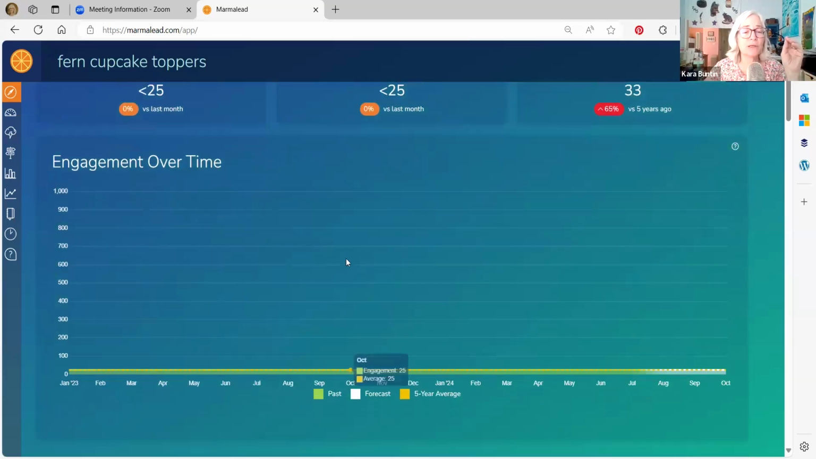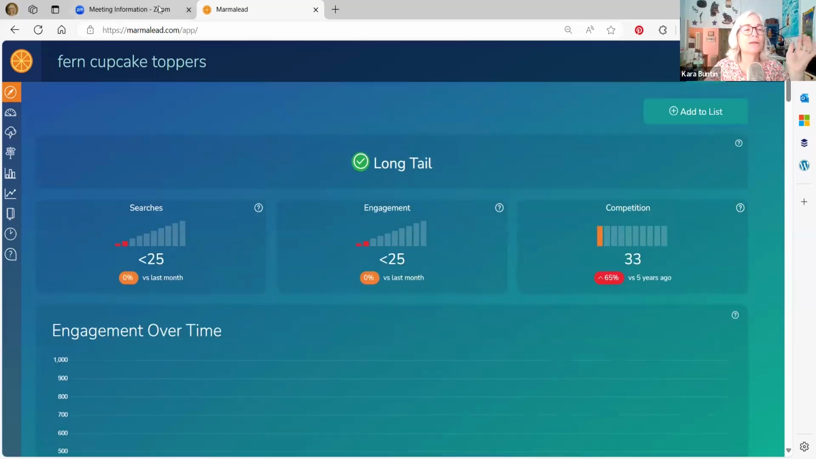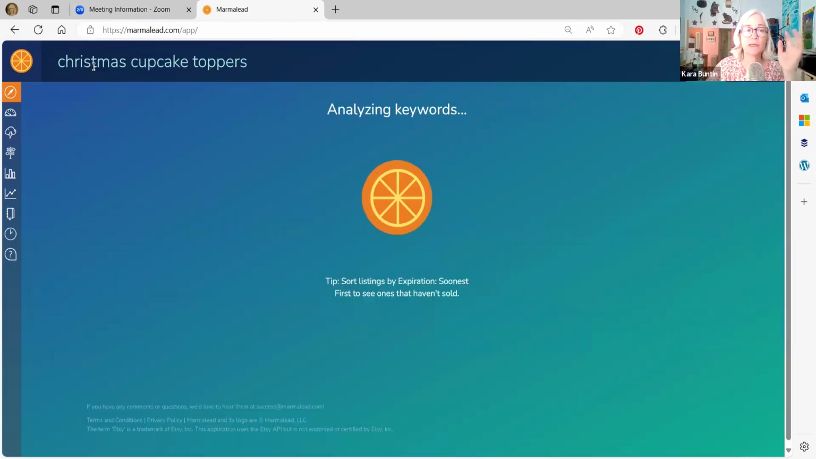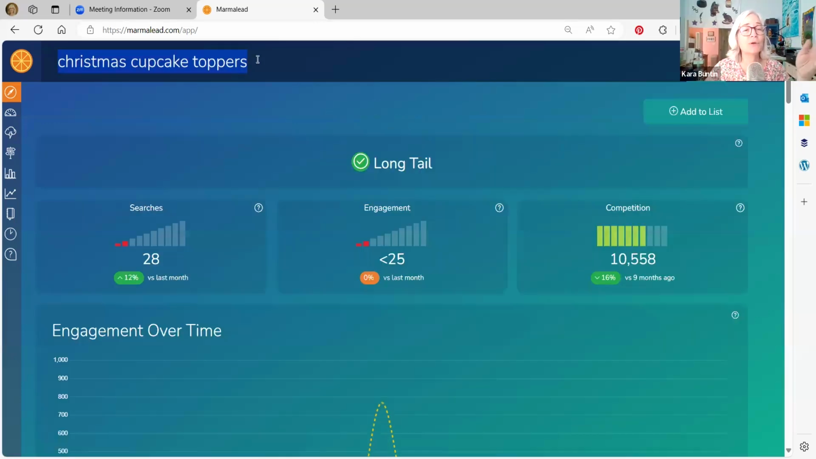All this information is still here. Engagement over time. Maybe this isn't the best example. I should probably find something more seasonal. Let's look at Christmas cupcake toppers just for that one section, then we'll go back to the fern to show you what happens with this. Oh, except maybe if I spelled it correctly, it would be good. Always spell things correctly because these tools look at one specific keyword. They're looking at Christmas cupcake toppers exactly how you spell it in order to get these numbers. If I put Christmas cupcake topper singular, it might be different. So this is data just for this one phrase.